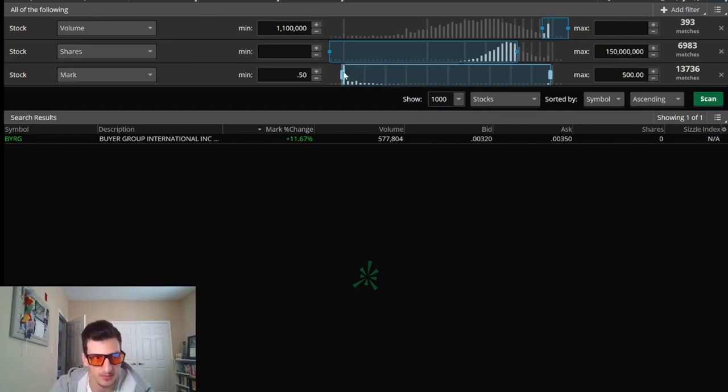And then the max is infinite shares. For a low float stock, I don't want to really be trading anything with more than 100 million shares outstanding or 150 million shares outstanding. The float is usually less than the outstanding shares, as we've explained in previous lessons on float. You guys can review that if you do not remember.